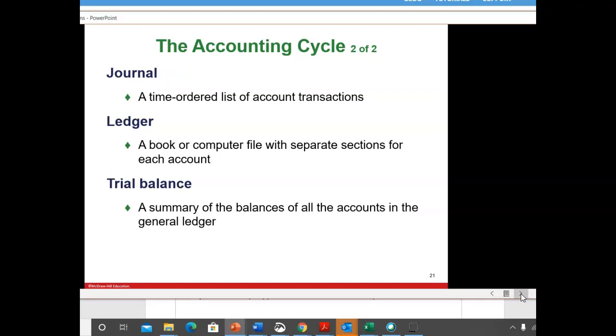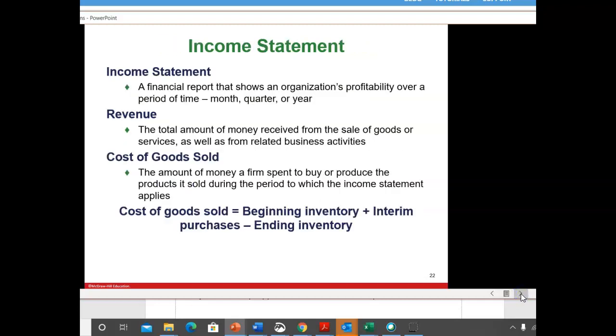The next piece talks about the accounting cycle in terms of what these terminologies are. Now, in starting a business or just understanding business as a whole, there's a number of terms in the accounting field that you really need to be familiar with. Journal: a time-ordered list of transactions. That's really what a journal is, a list of transactions. A ledger is an accounting book, or basically a file, which keeps separate sections for each account. A trial balance is a summary of the balance of all the accounts in the general ledger. So you'll see these terms tossed around as you're thinking about accounting and what it entails.